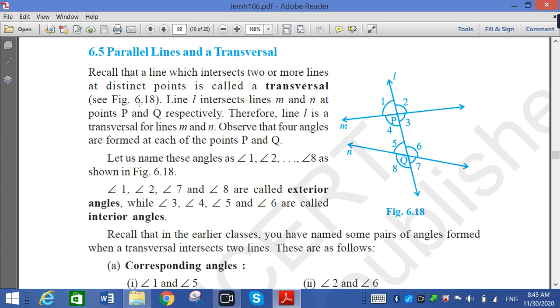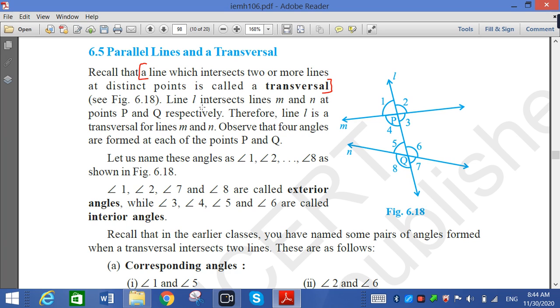Again, see the figure 6.18. Again, a line which intersects two or more lines. A line which intersects two or more lines at distinct points is called a transversal line. So here we will see that L is called the transversal line. So it is the definition of a transversal line.